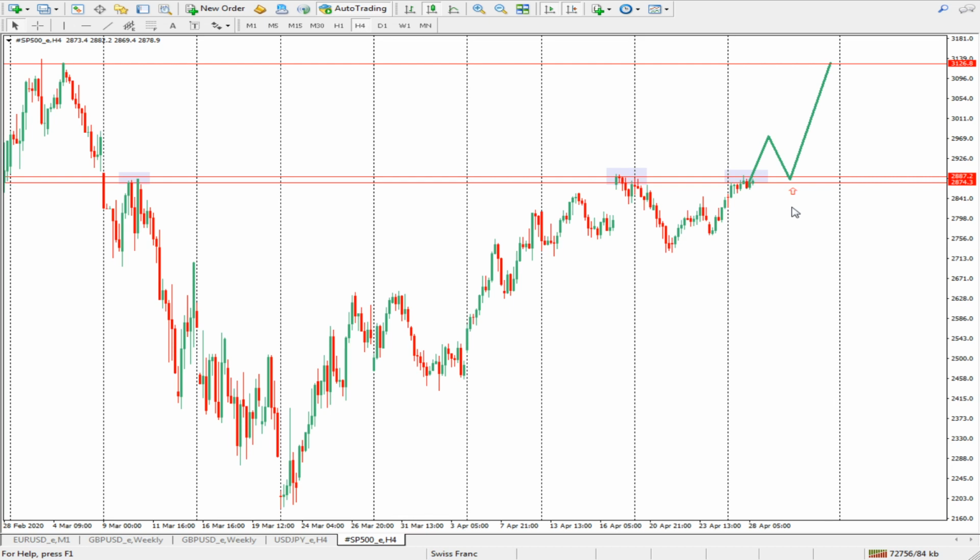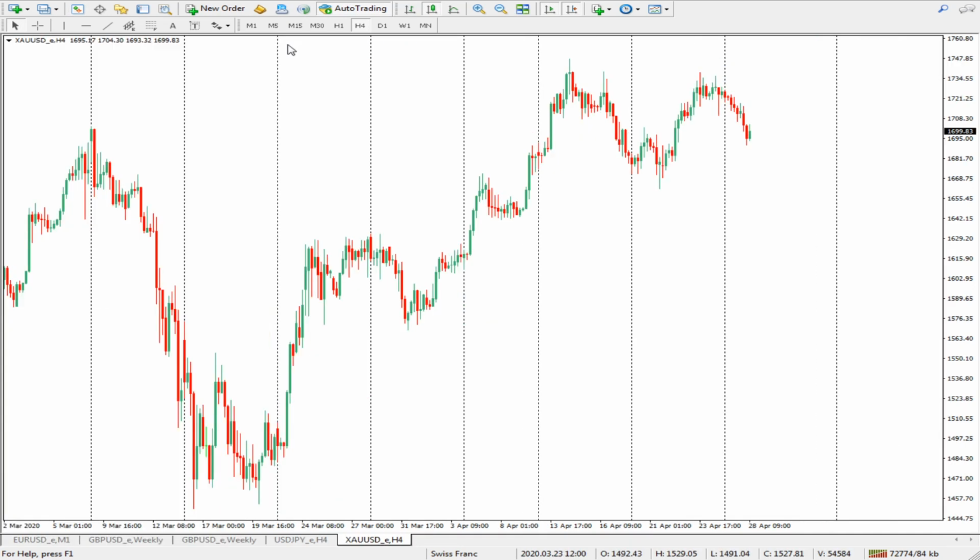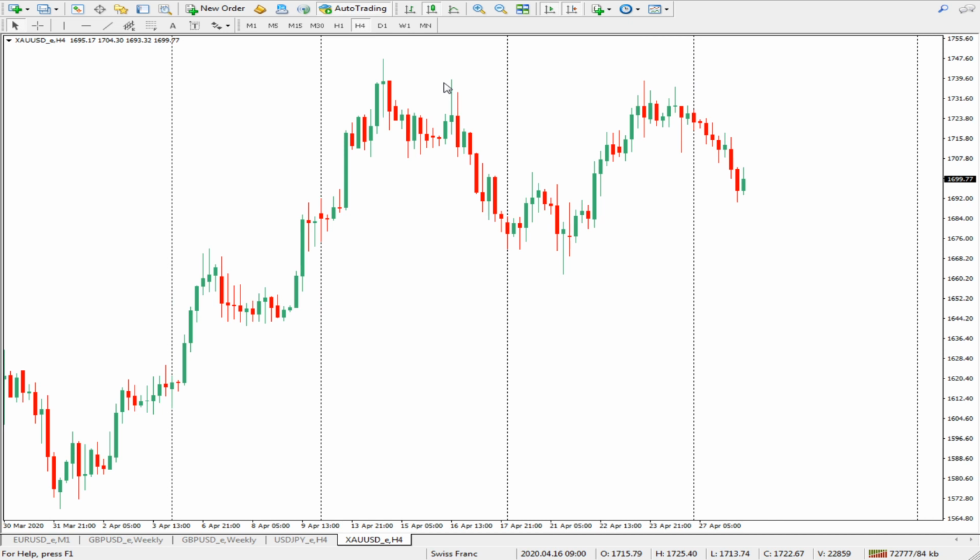So we're going to move forward. Let's see what we have on the next symbol. We'll look at gold. That is silver. Gold is moving to the left side. We do have some shape which is currently being formed.